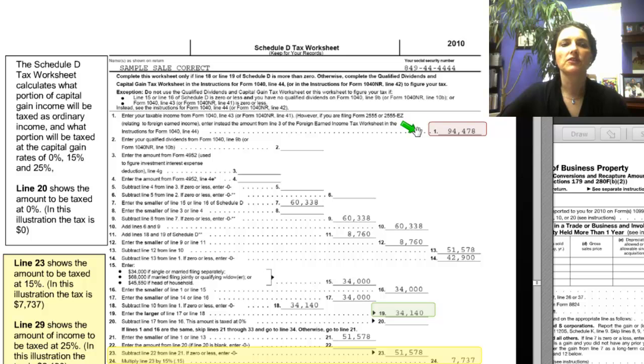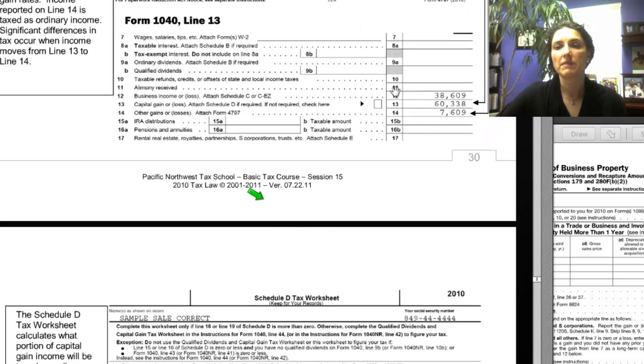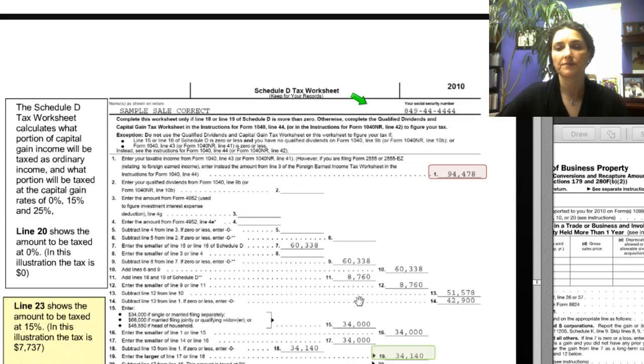And the purpose of the Schedule D worksheet is to calculate what portion of capital gain income will be taxed as ordinary income and what portion will be taxed at the lower capital gain rates of 0, 15, or 25%. So let's just take a look at what's going on here. One of the numbers appearing on this form is $60,338. Where does that come from? Well, that is the amount shown on line 13 of Form 1040.